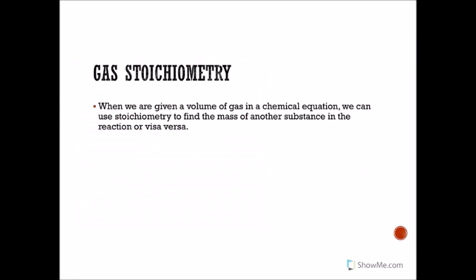Gas stoichiometry is when we're given a volume of gas in a chemical equation. We can use stoichiometry to find the mass or another gas of a substance, or any unit we'd like to convert to, and vice versa.